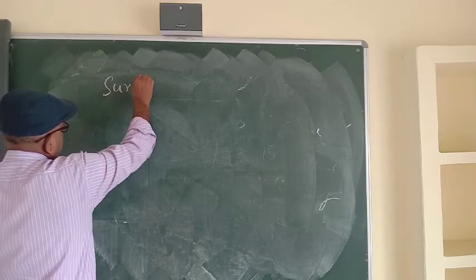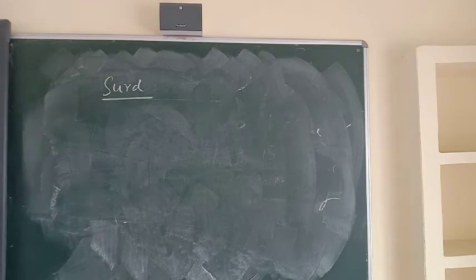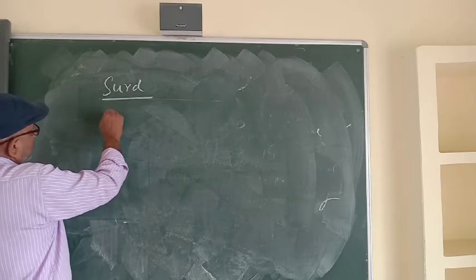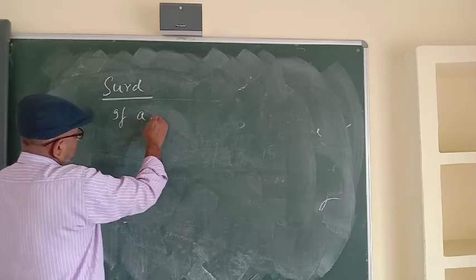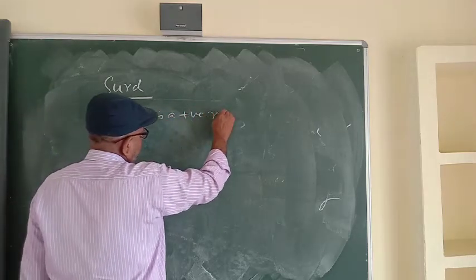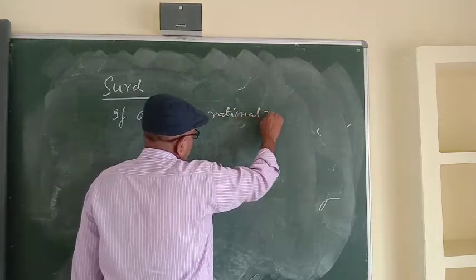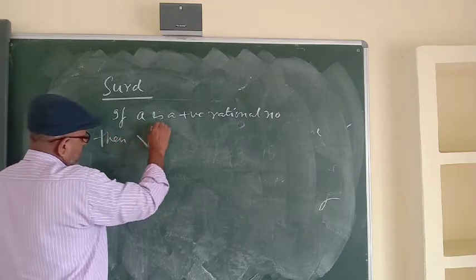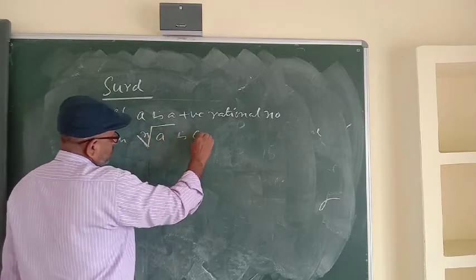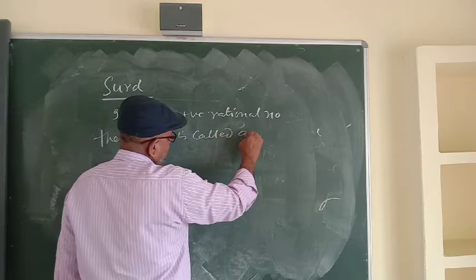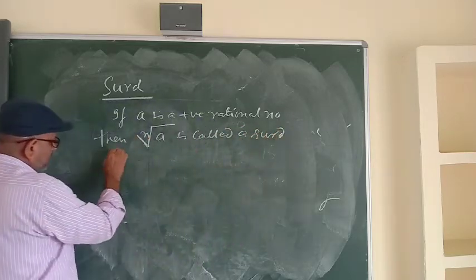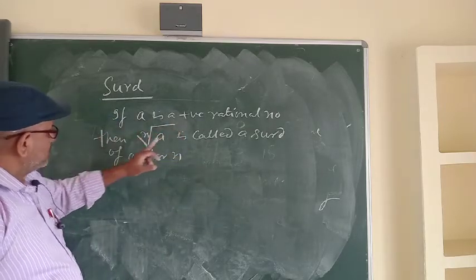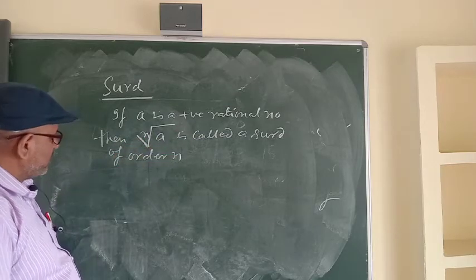Next topic is surd. What is a surd? If a is a positive rational number, then the nth root of a is called a surd of order n.